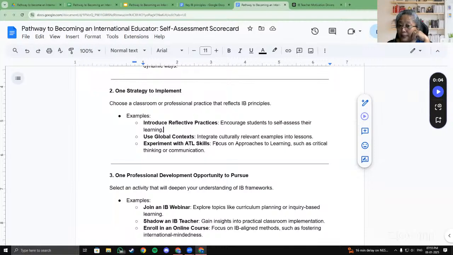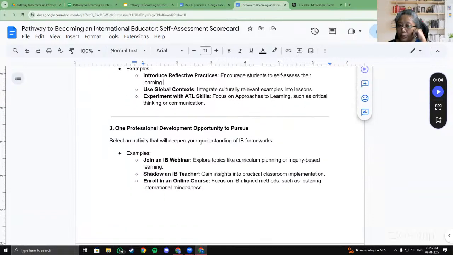Experiment with ATL skills, focus on skills. How are you going to teach critical thinking skills? How are you going to teach communication skills in your classes? What activities will you do? So that could be one strategy that you could implement.